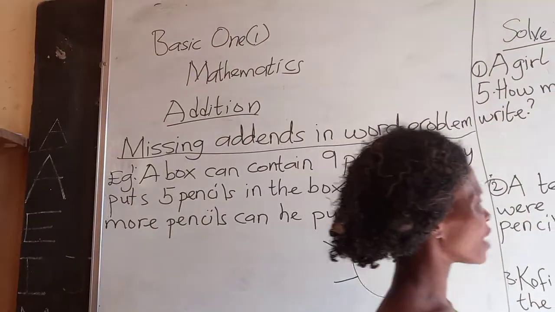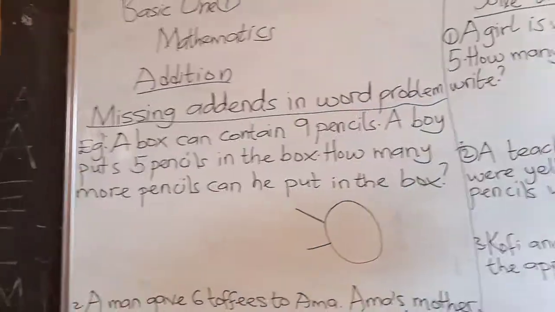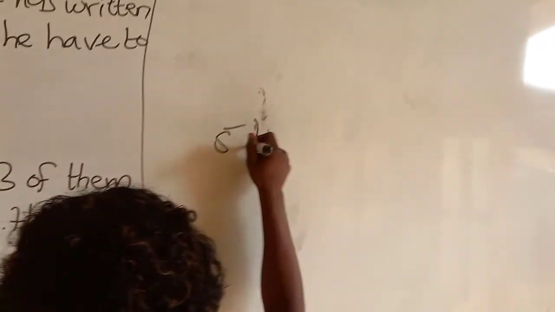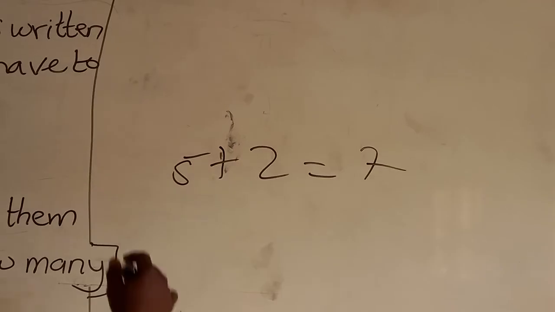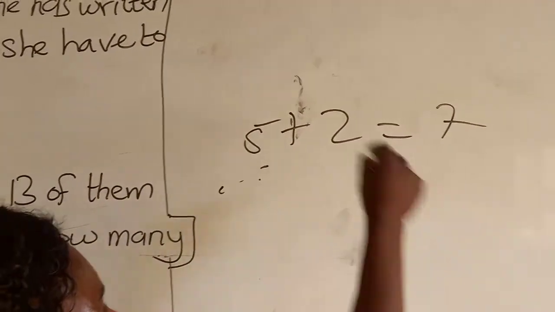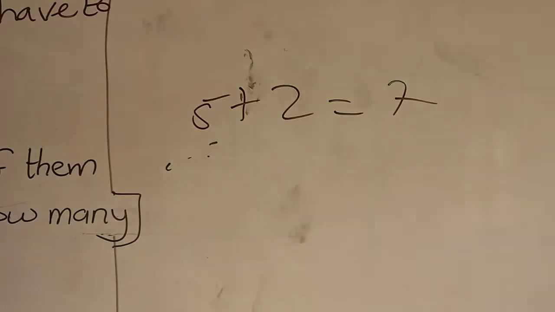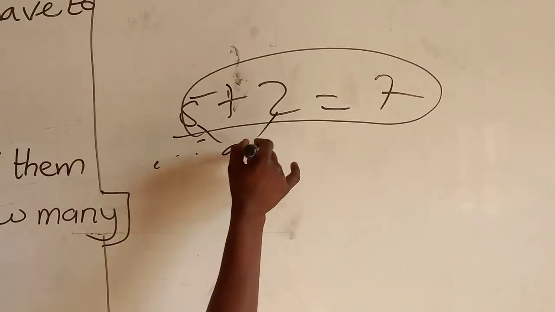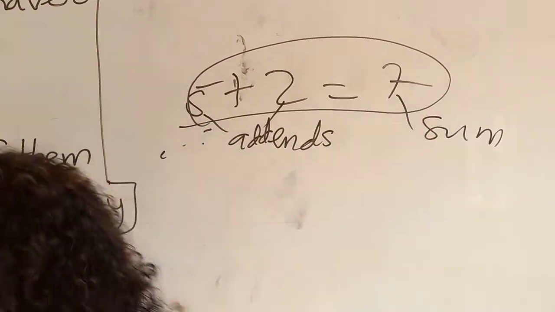Don't forget, we started by creating our own problem. If you are given the addends, you create your own problem, maybe by writing: Amma has 5 toffees. She was given 2. How many toffees does she have altogether? She has 7 altogether. You see, so these are the addends, and this is the sum.